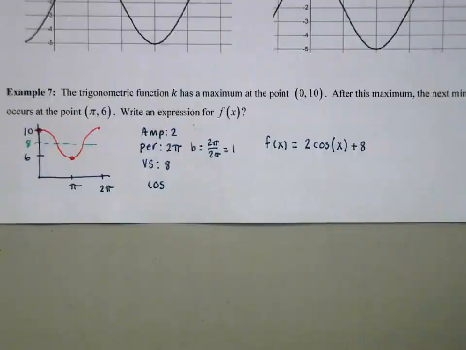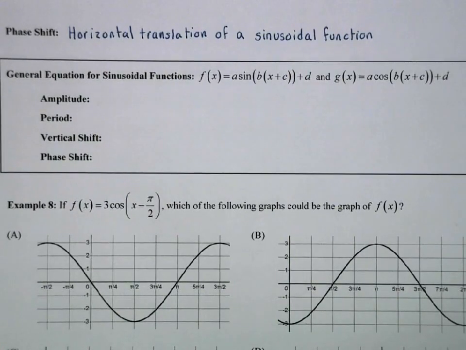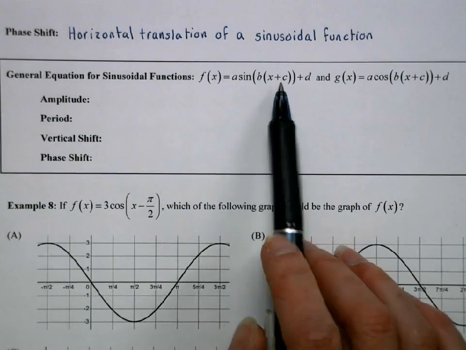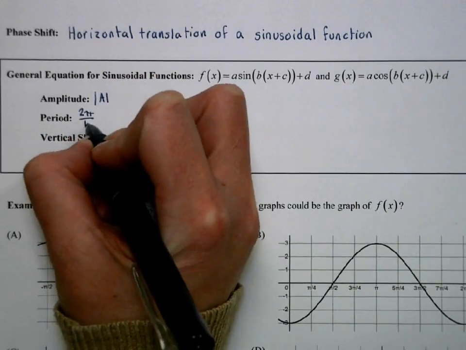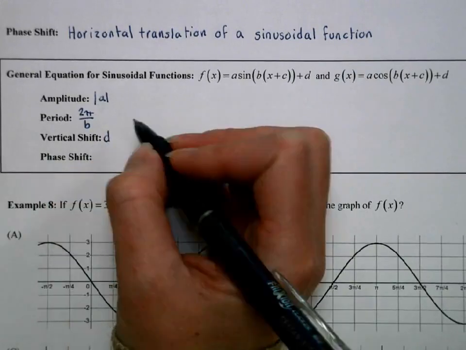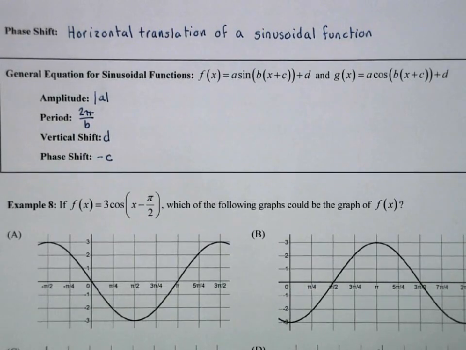The last element that we're going to add on is a phase shift. The phase shift is what we call the horizontal translation of a sinusoidal function. We can take our graphs and shift them, and that will be out of phase, is what we call that. So our general formula, all put together, is going to be a sine b times the quantity x plus c, plus d. So our new piece here is the c. Our amplitude is still the absolute value of a. My period is still 2 pi divided by b. My vertical shift is still going to be d. My phase shift is going to be negative c. Just like with our regular transformations, whatever happens here, this is going to be opposite that.